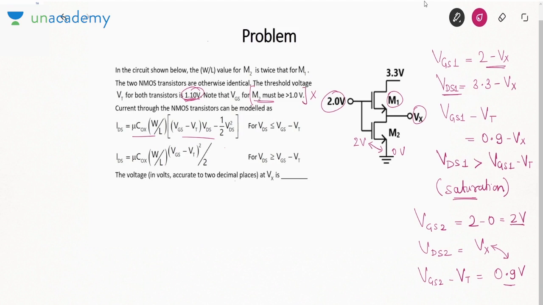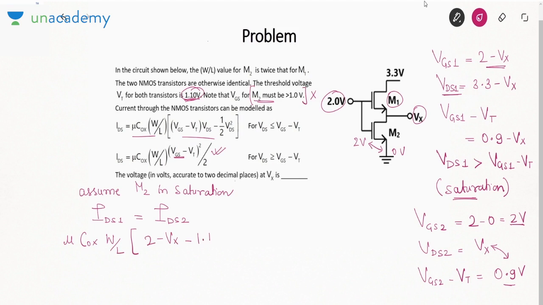So how will I start? I will assume M2 in saturation, because the saturation equation is much simpler. So what you will do is, you will say that the drain to source current, both transistors are in series, must be equal. So what is the drain to source current of the first one? Mu COX W by L. VGS is how much? 2 minus Vx. VT 1.1.